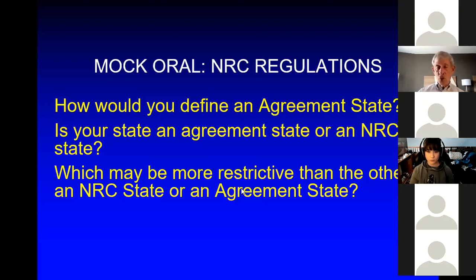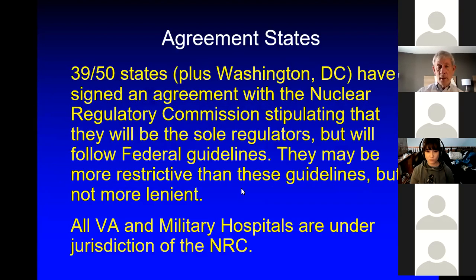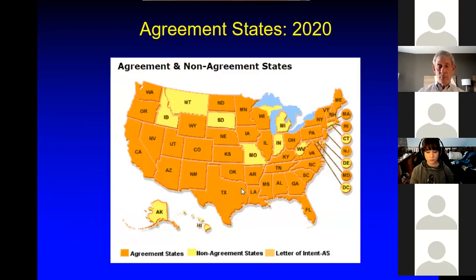And so, do all of you know whether your state's an agreement state or not? And if not, you're going to know in about 10 seconds when I show you the map. But approximately 39 states plus Washington, D.C. are agreement states, and the rest are NRC. VA and military hospitals, that's federal.